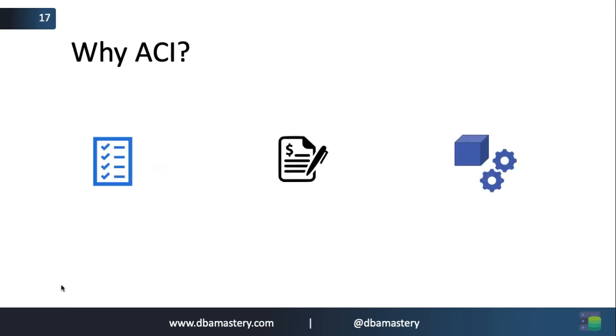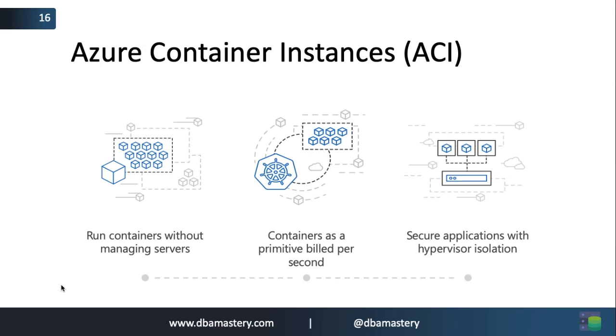With ACI, you can say, okay, I have this Docker image and I just want to deploy it somewhere. I don't want to know anything about the VMs, anything about the resources. I just want Azure to take care of everything for me and run this container somewhere. And that's exactly Microsoft's goal.